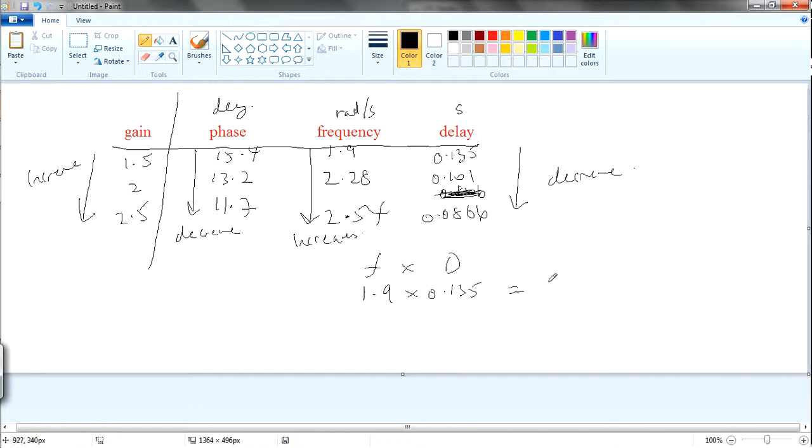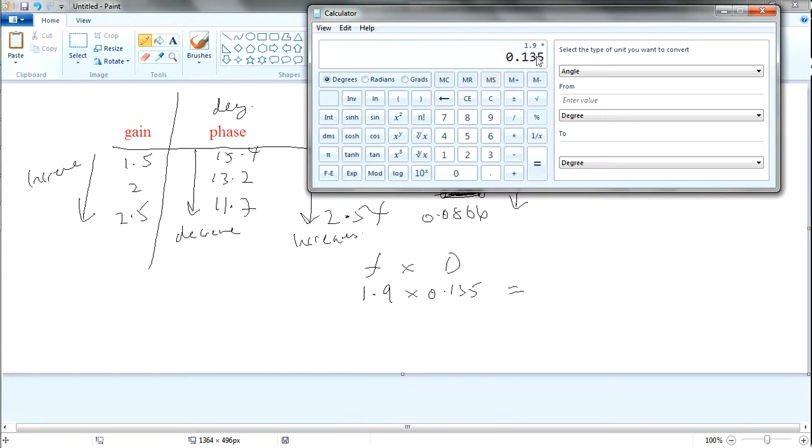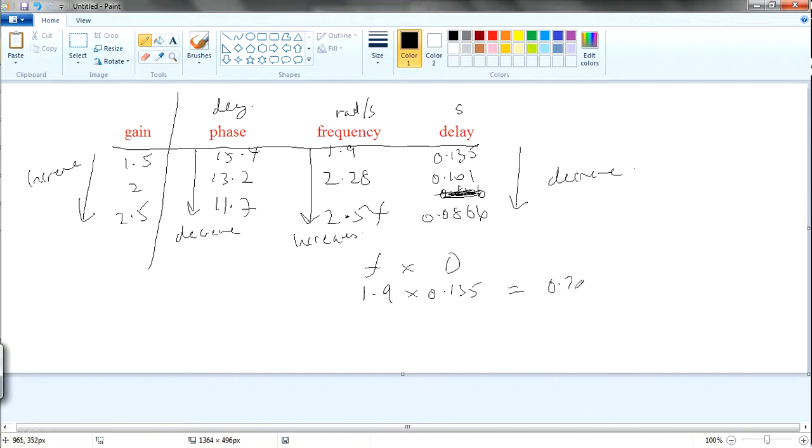Okay, what do I have? Hold on a while. As you can see, 1.9 times 0.135 gives 0.2565. This is in radians, since it is radian per second times second. If you convert to degrees, you will have 15.4 degrees over here. So 0.2565 times 180 divided by pi. Converting is only using 180 divided by pi, that's all.